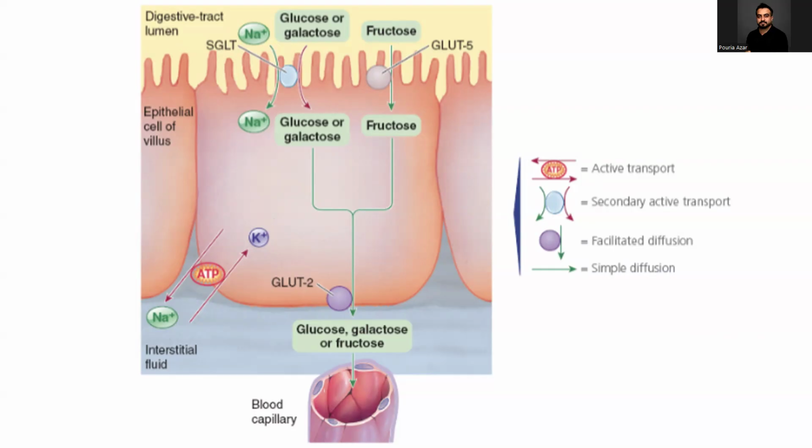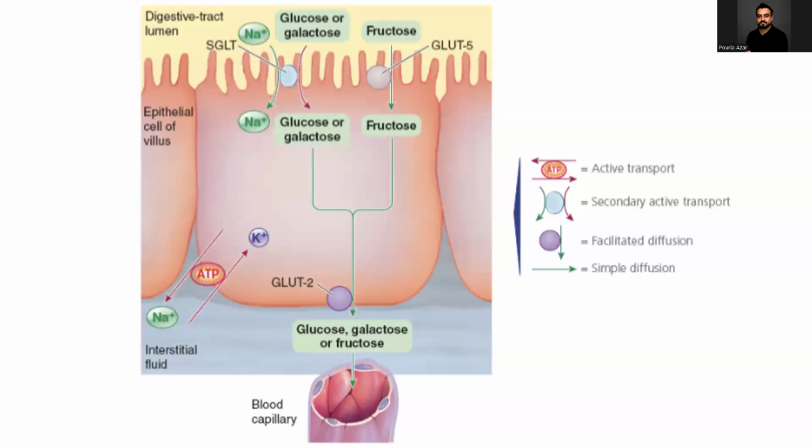Glucose and galactose use a secondary active transport system to get absorbed. And the difference between active transport and facilitated diffusion is this. In active transport, we need energy. So we need energy to absorb glucose and galactose. But regarding fructose, we don't need any energy to absorb fructose.